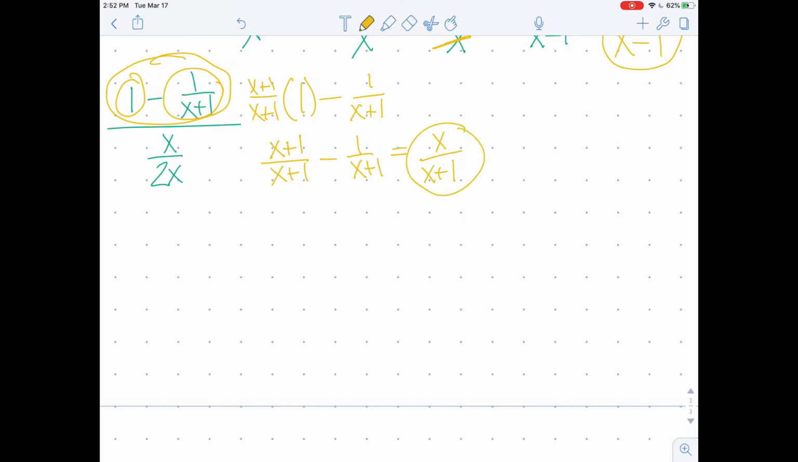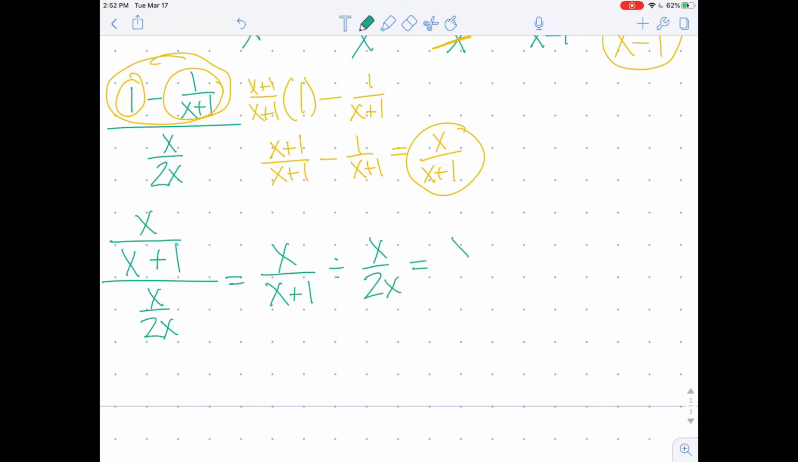So now we've simplified this top piece of the fraction into this one easier to read fraction. So let's rewrite our problem using that fraction. So we've got x over x plus 1 over x over 2x, which our division problem would be x over x plus 1 divided by x over 2x. Flip the second fraction. So now we have times 2x over x. We've already got things that cancel out here. We've got this x across from this x.